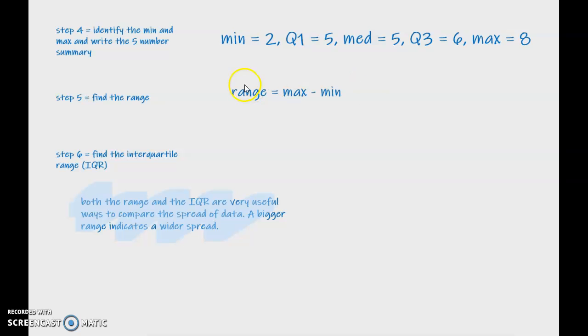Let's get into it. The range is simply the maximum number minus the minimum number, which is going to be 8 minus 2. And 8 minus 2 is 6. So we've got a range of 6.